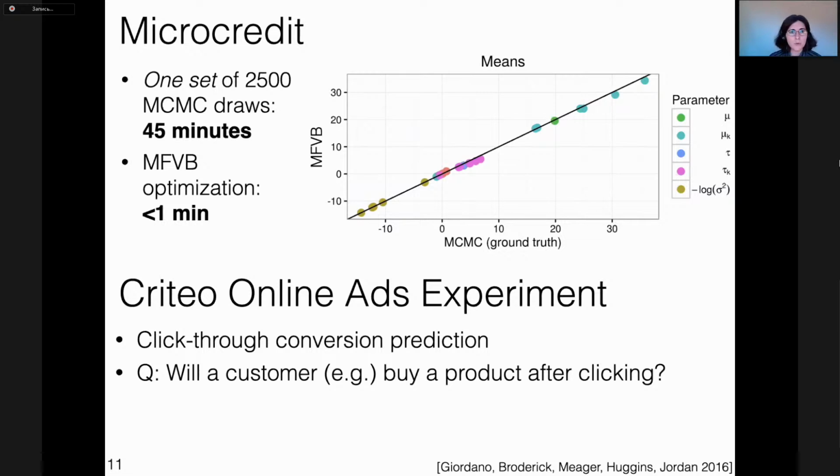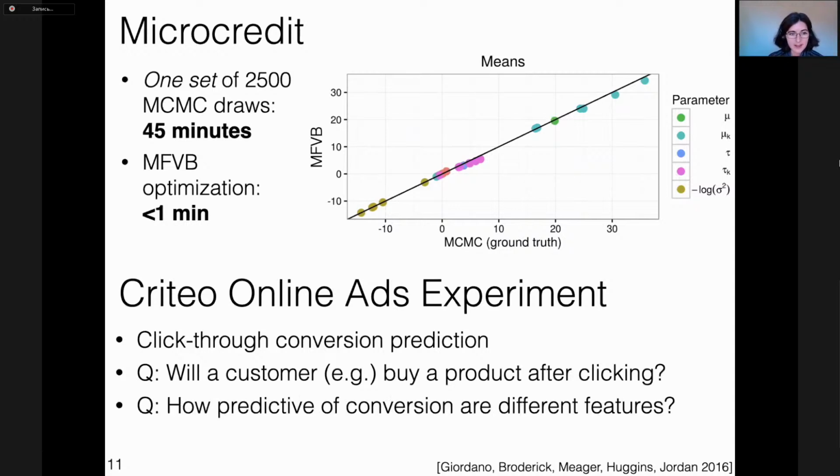Okay, let's look at some more real data examples. So here's one from Criteo, who released this very large data set about online ads. They're interested in something like conversion prediction. So if a customer clicks on an ad, do they then buy a product or join an email list or something like that? And a very common thing we might also be interested in is how predictive of conversion different features are, like maybe different parts of the ad.